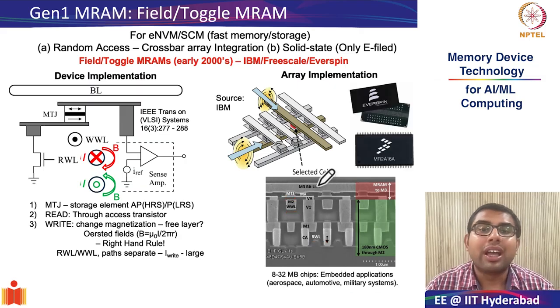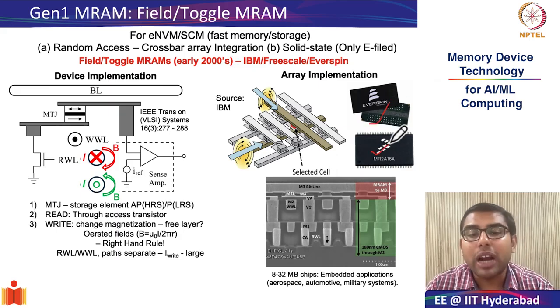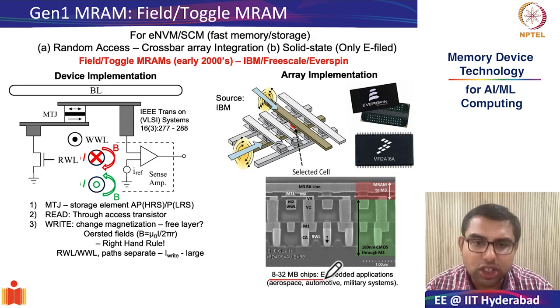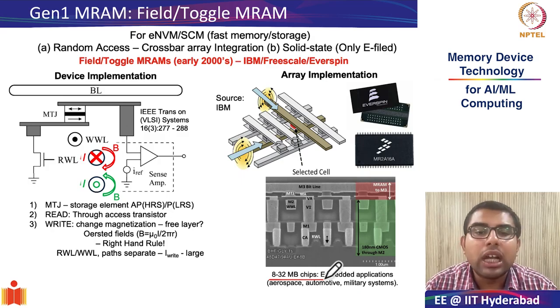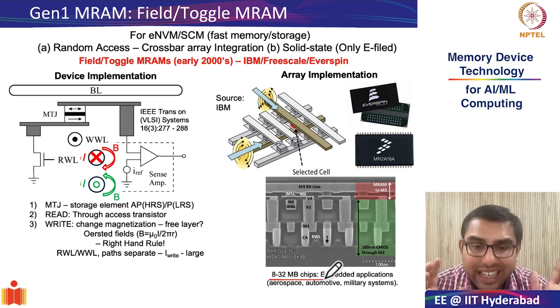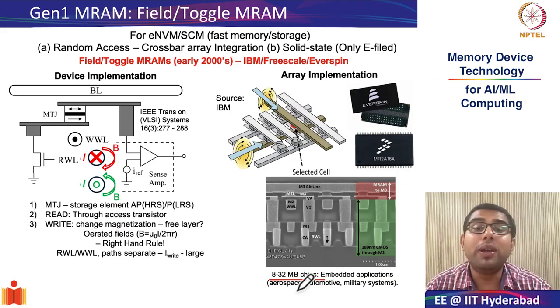So this kind of array level implementation was demonstrated by several companies like IBM, Freescale, Everspin, and there are several chips that came out, but they were primarily for niche embedded applications. The capacity that these chips could have was rather small. It was 8 to 32 MB to qualify for mass storage, and therefore they were used primarily for embedded applications for niche areas such as aerospace, automotive, and also military systems.